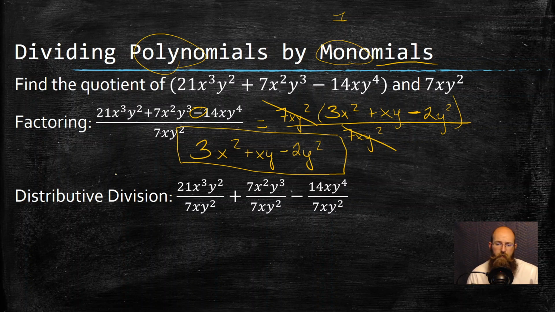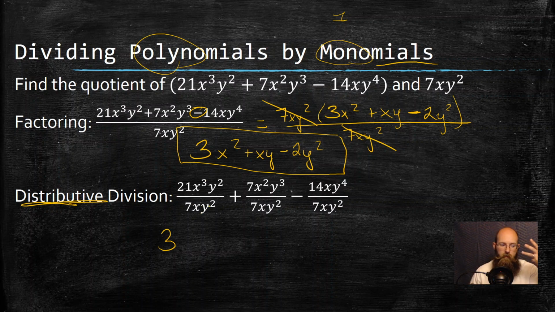There's another method to this, though, and it's this distributive division, which means I'm taking each of the top terms and I'm dividing it by that same denominator. So this is the exact same problem, just a different strategy. Now I think this can sometimes be easier, especially early on when you're still learning this. So now I have a 21 over 7. That gets me 3. X cubed divided by x.